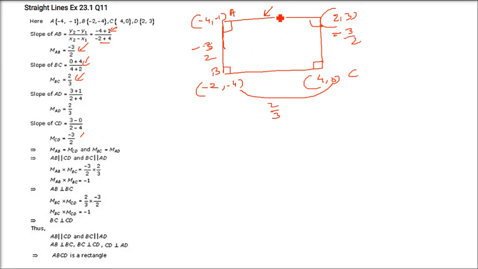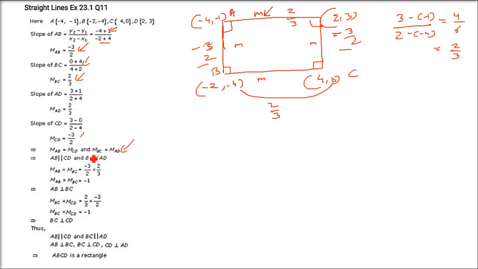Now here you can use this as 3 minus of -1 divided by 2 minus of -4. So it is going to be 4 by 6, 2 plus 4, 6. And this is again going to be 2/3. So you have 2/3 here. Now the good thing is opposite sides are parallel. The slopes are equal: 2/3, 2/3, and -3/2, -3/2. So these lines are parallel.